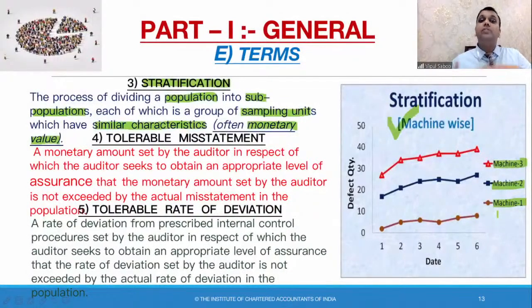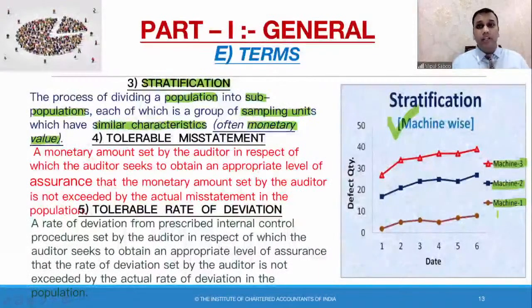So it is just subcategorizing the population further, and we derive sampling units from each subcategory having similar characteristics. That is called stratification, and we will cover stratification in detail in our next session as well.